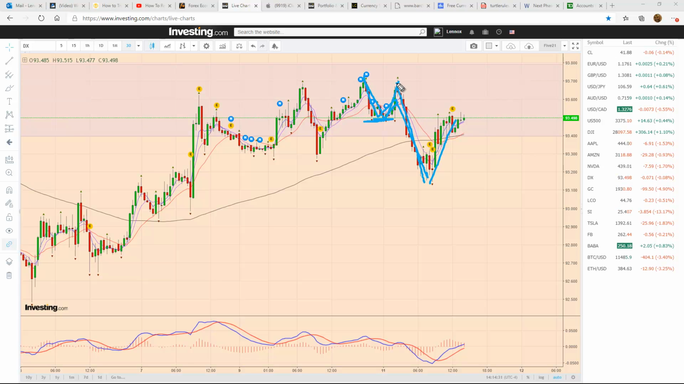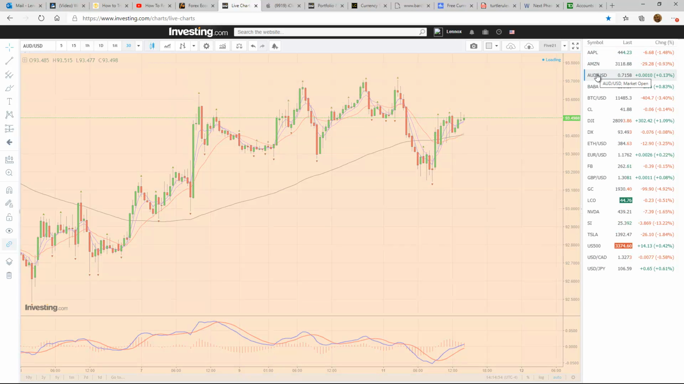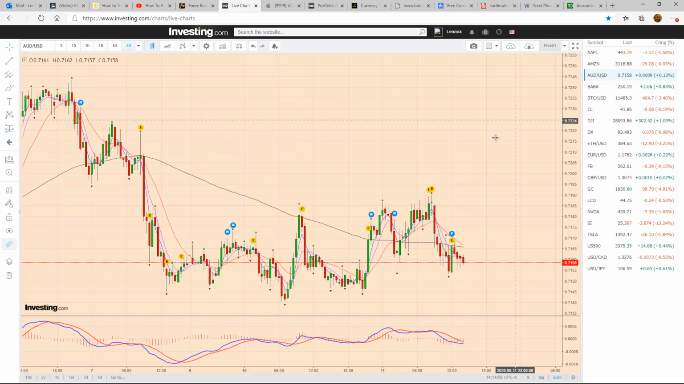So this little move right here, let me just change all that. It looks like it broke it by like a pip at that point right there. So this little move to the downside provided some nice opportunities in the major U.S. pairs. For example, let's take a look at Aussie US dollar. This would be on the 30-minute as well.